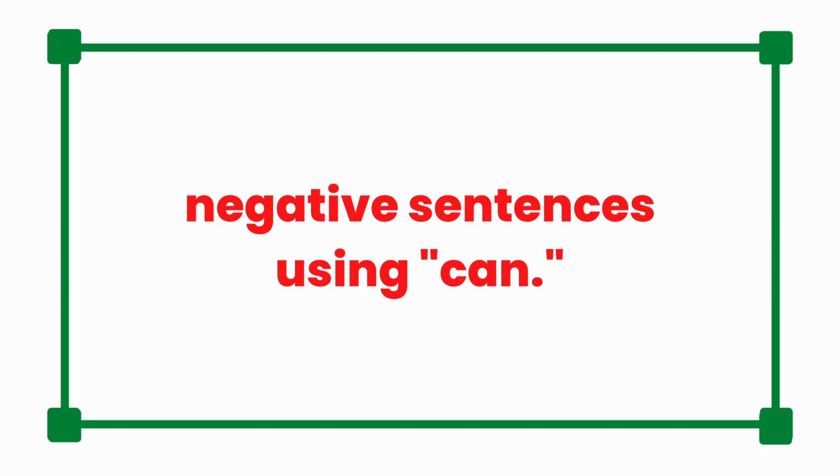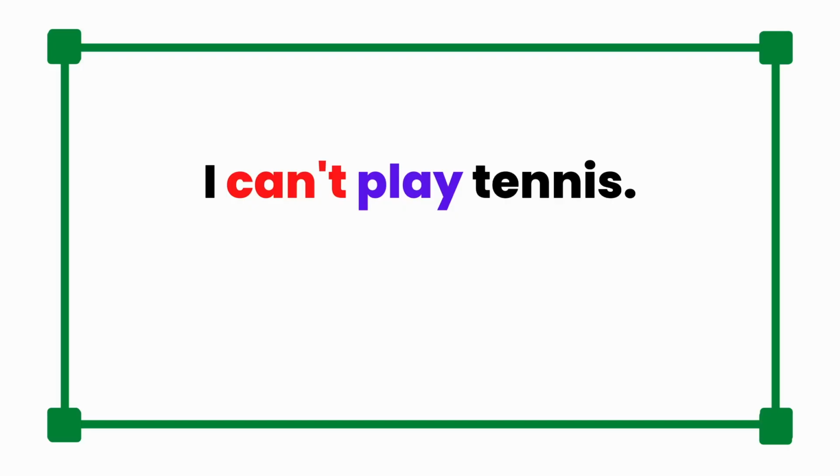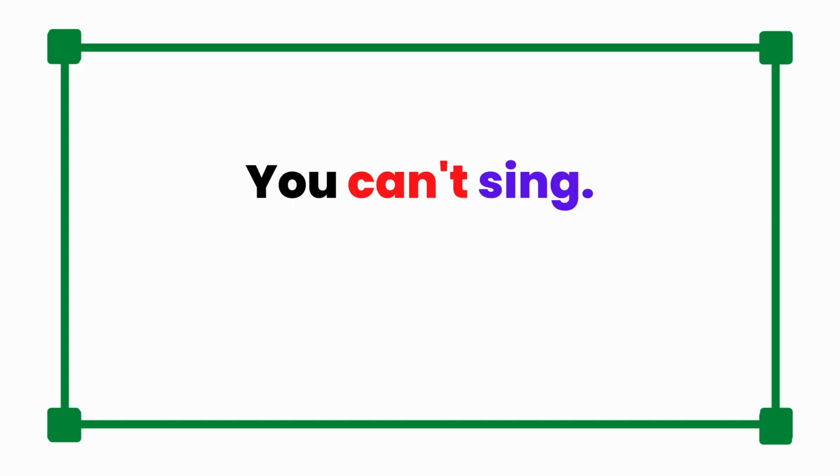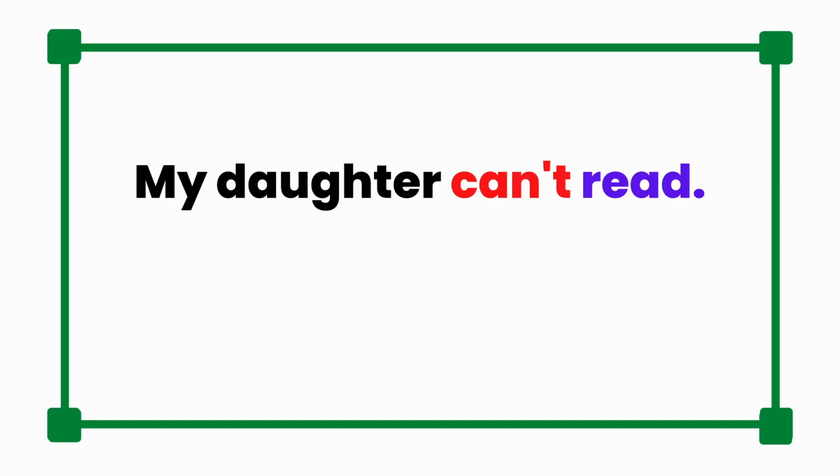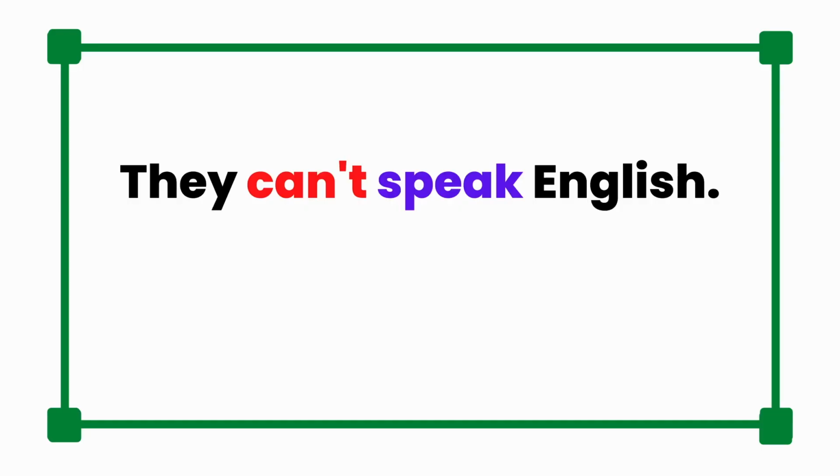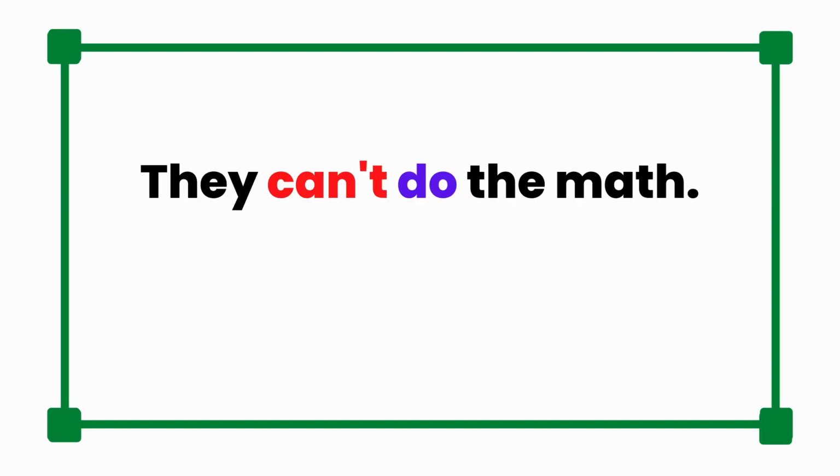Negative sentences using can. I can't play tennis. You can't sing. My daughter can't read. They can't speak English. They can't do the math. Before we look at the negative of could, I want to show you permission sentences using can and could.